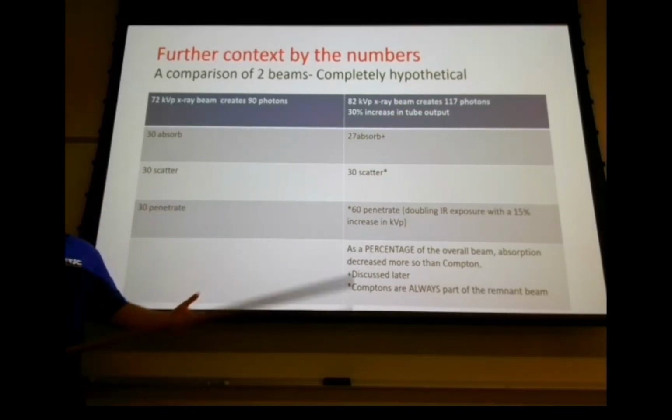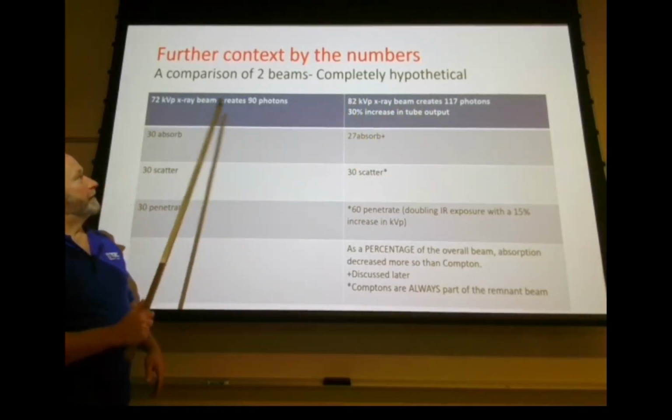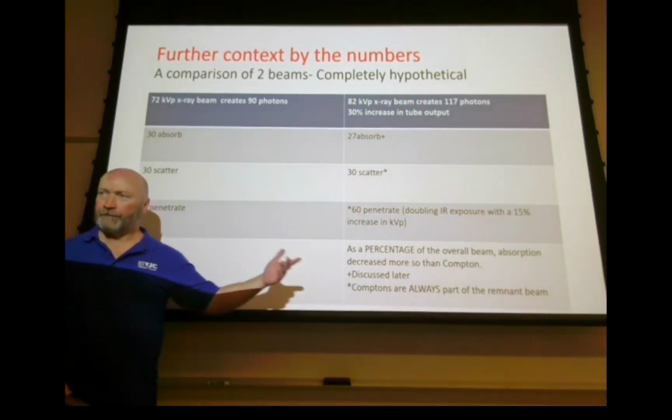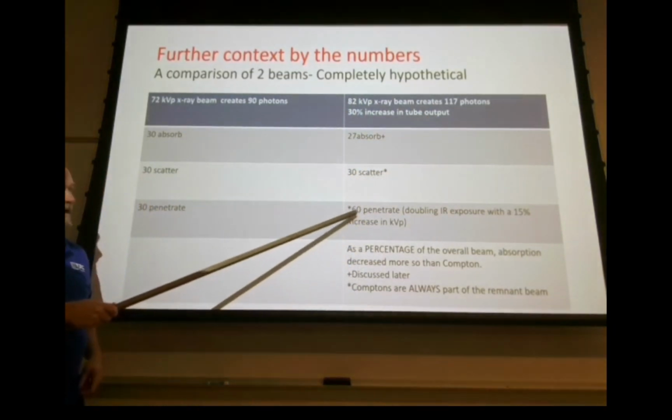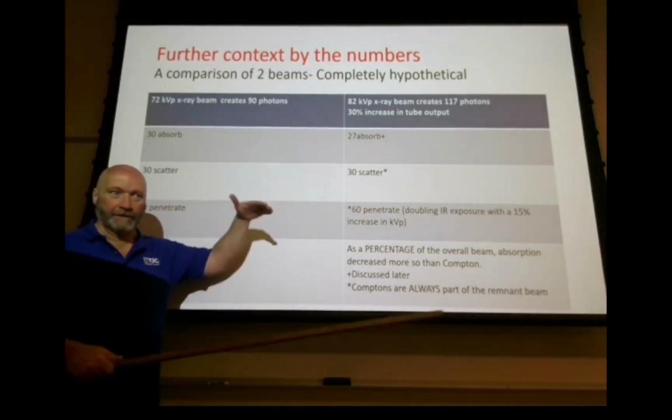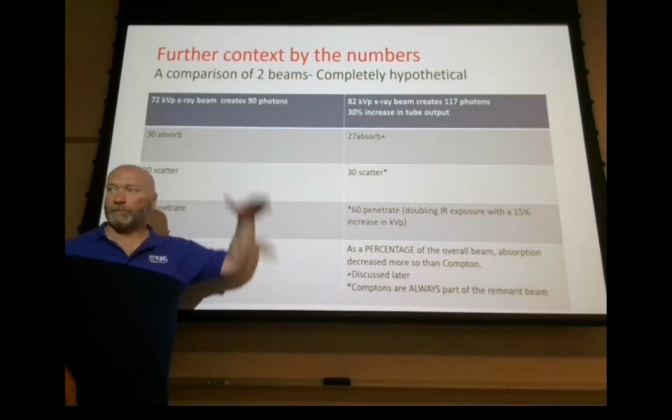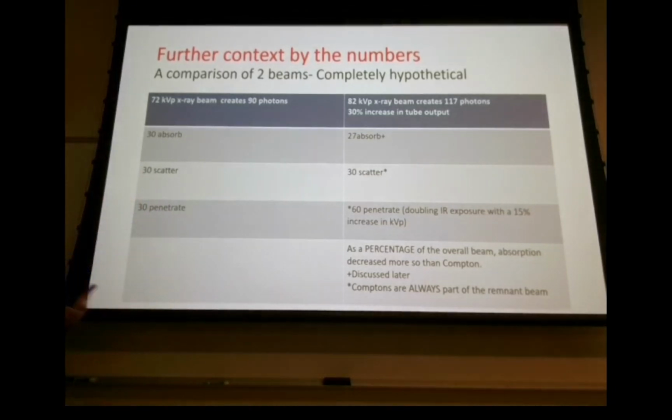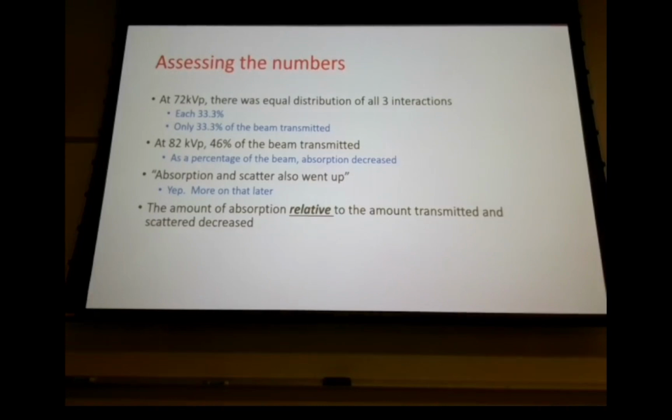So that's 15% greater than 90. So a 15% increase in photons pre-patient, we got a doubling of the photons post-patient. So we double our image receptor exposure. That's without changing mass, right? That's without changing mass. We're going to get there in a bit. So at 72 kVp, you had a third of each. At 82 kVp, a much higher percentage of the X-ray beam penetrated through the patient.